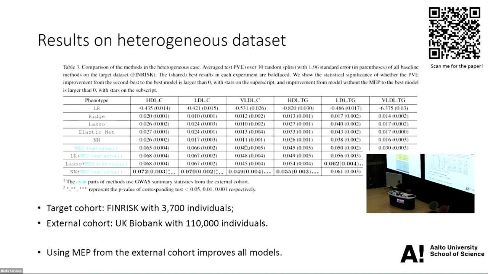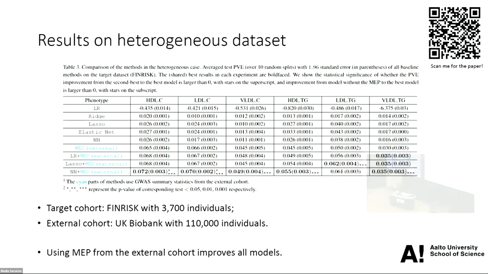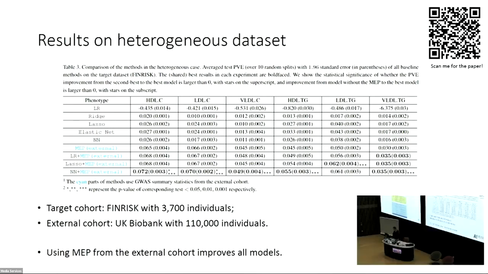In this table, we show the prediction on 6 different phenotypes, in the 6 different columns. For each row, we show a different machine learning method that is commonly used in this setup. Those numbers are the R squared, or the PVE, on the test set, so basically, the higher the better. We show the performance of those machine learning methods with the main effects prior estimated from the external cohort. We can see that using the main effects prior from the external cohort improves all those machine learning models.